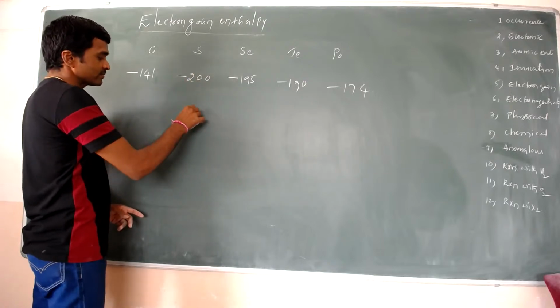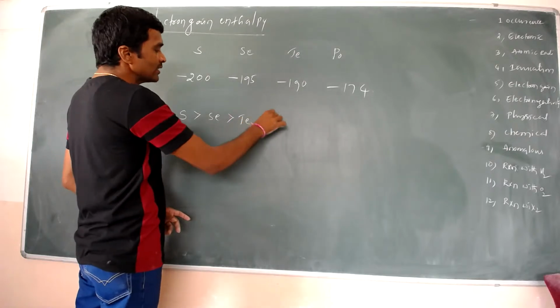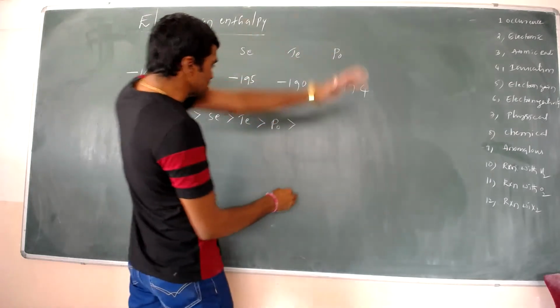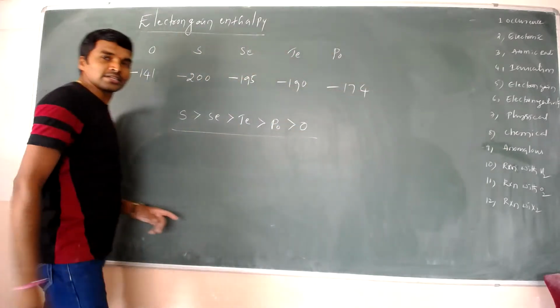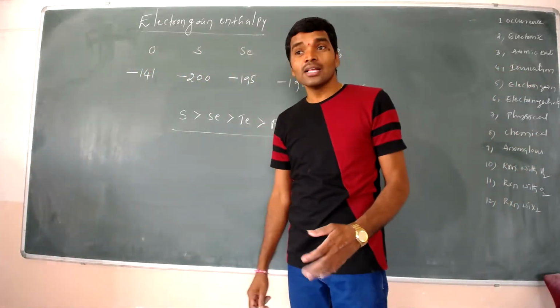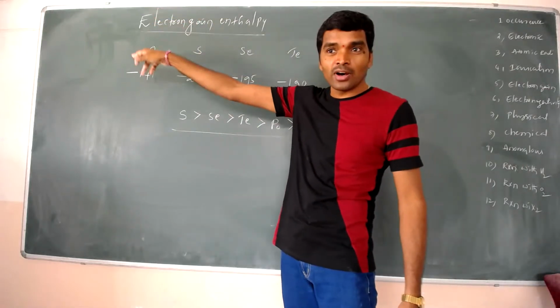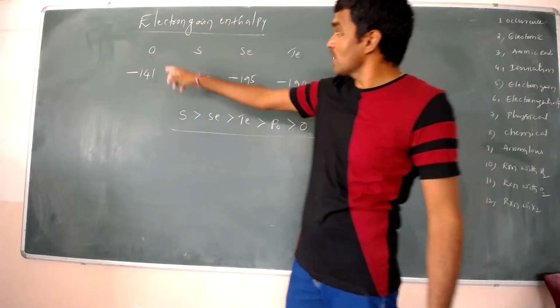So in the electron gain enthalpy order, sulfur is the highest, then selenium, then tellurium, then polonium, and the last and least one is oxygen. So in this group, the highest electron gain enthalpy element is sulfur, and the lowest is oxygen.